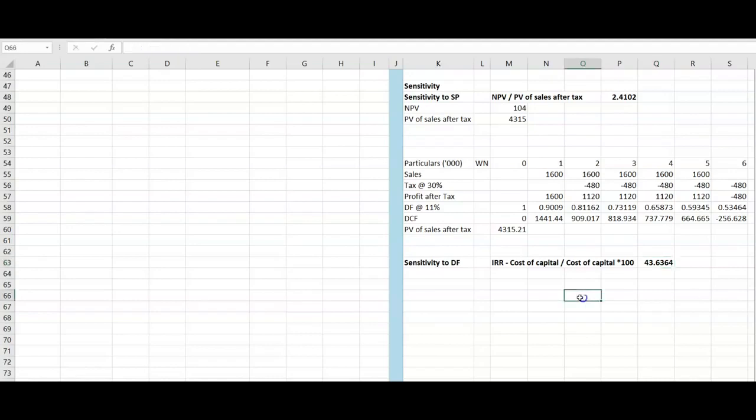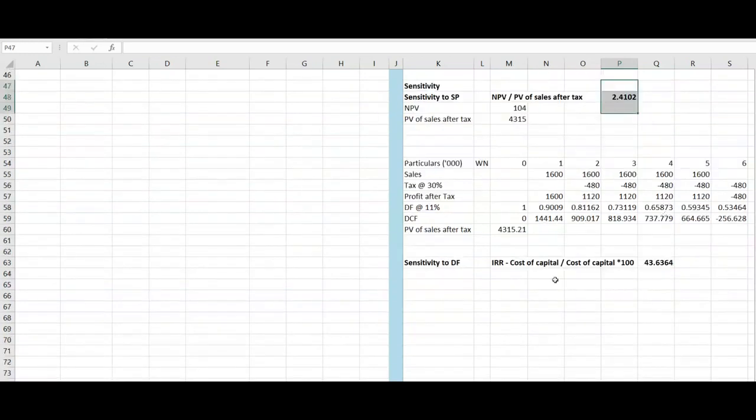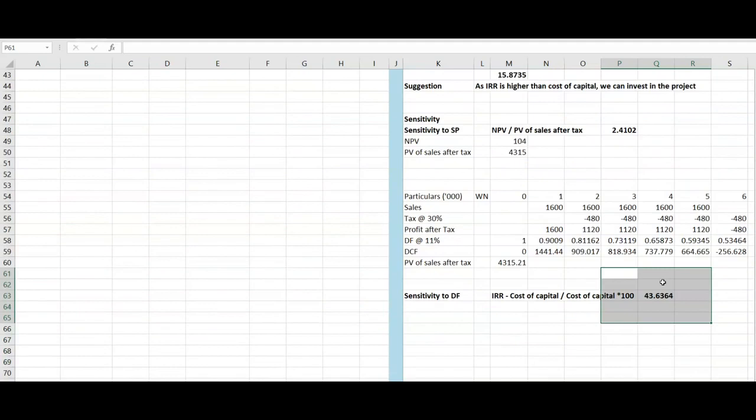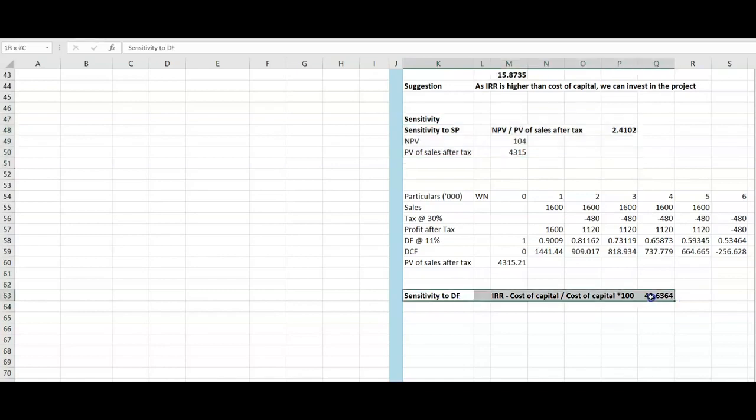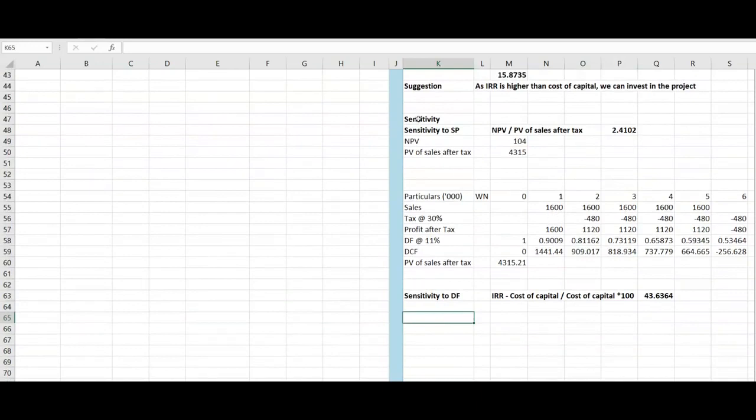So what does this tell you? This tells you that the sensitivity of selling price is very small. Even for a 2.4% change in the selling price, the NPV will become 0, but it will take 43% of cost of capital to change from 11% to 15%. So for which one of these is NPV very sensitive? NPV is very sensitive to the selling price when compared to the discount factor. So that is how the problem works.